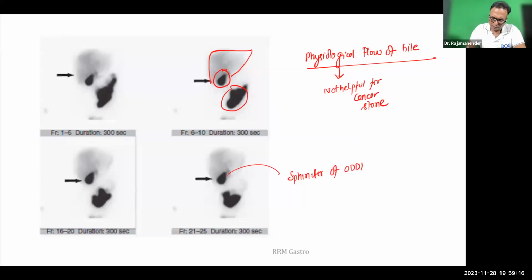So they are more theoretical points, just know the image. It is used for sphincter of Oddi dyskinesia cases, not for stone or cancer. Don't forget this point.